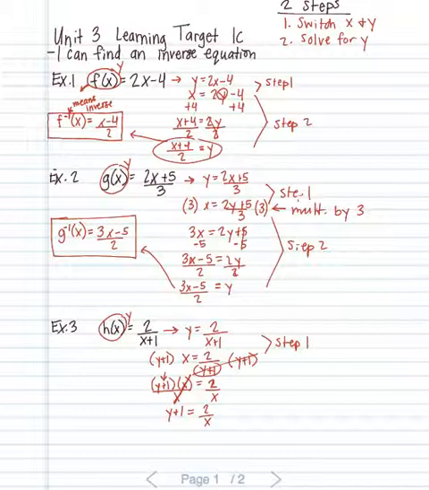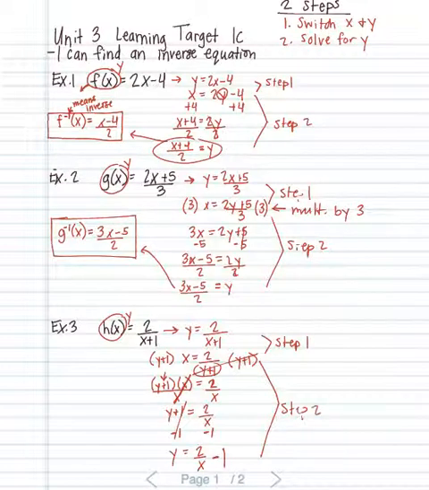Now the last step, we've got y plus 1, we need to subtract 1. Those cancel, so we just have y. We've got 2 over x, and we need to subtract 1. We're subtracting 1 from the whole thing, not just the top, not just the bottom, the whole thing. So this piece is step 2.